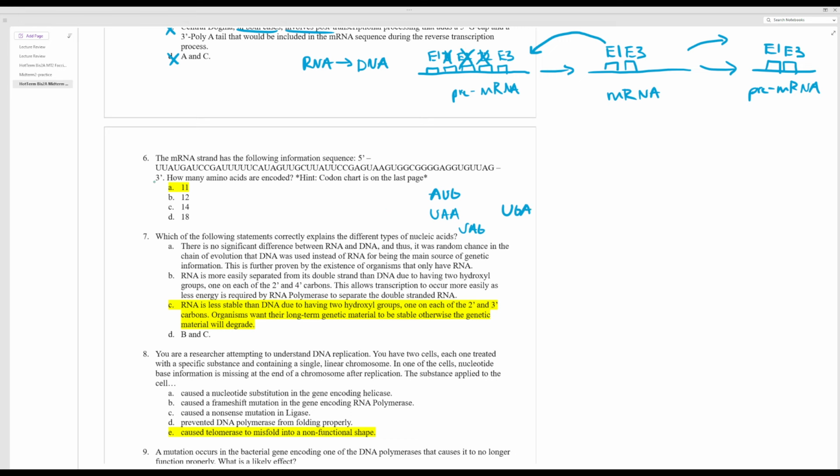Cool. So we scan along until we find an AUG. Perfect. There's our first AUG. And now that establishes our reading frame, right? When figuring out where translation starts, you only look for your AUG. It doesn't matter where it is in regards to the 5' end. You just search for your first AUG. Okay, and then we move across.